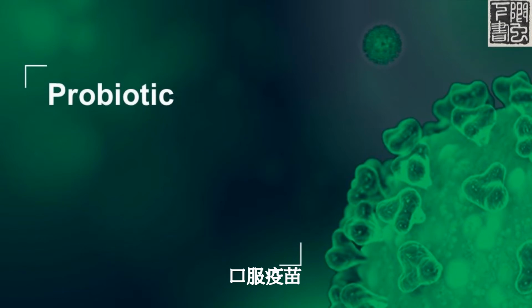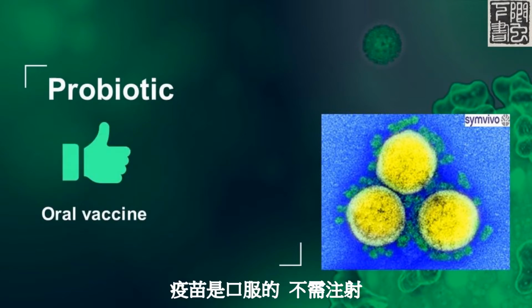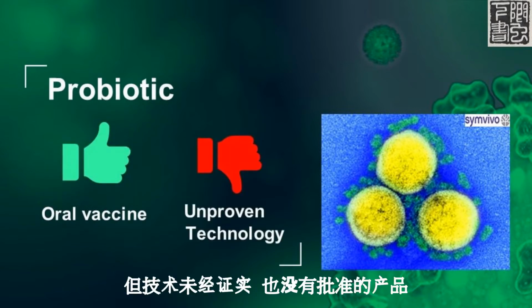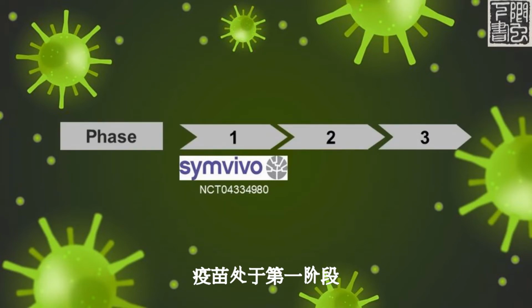The oral vaccine is made with probiotic bacteria that deliver the COVID spike gene to target cells. The vaccine is oral, no shots needed, but the technology is unproven and has no approved product. The bacterial technology platform is by SynVivo, a Canadian company. The vaccine is in Phase 1.